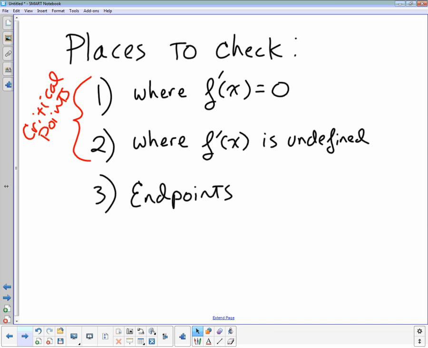Now, I will warn you. The first one is what you're probably going to do when you're starting a problem. You're going to take a derivative, set it equal to 0, and find the places where the horizontal tangent exists. Wonderful. And then it's the second and third that people forget to do. Okay? All right. Let's try.